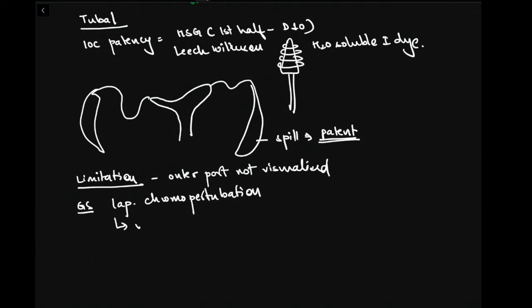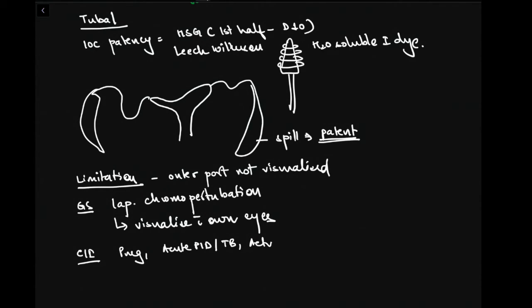Here what we do is that we do laparoscopy and visualize the fallopian tube with our own eyes. So the external contour and external appearance can also be seen. The contraindications are pregnancy, any active PID or TB, and active bleeding. How to treat? We just treat bilateral tubal block. Unilateral tubal block need not be treated. So it is divided into proximal or cornual block and distal or fimbrial block.